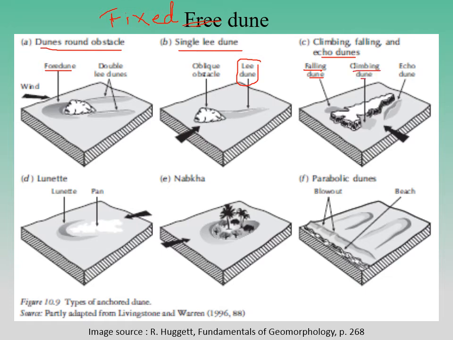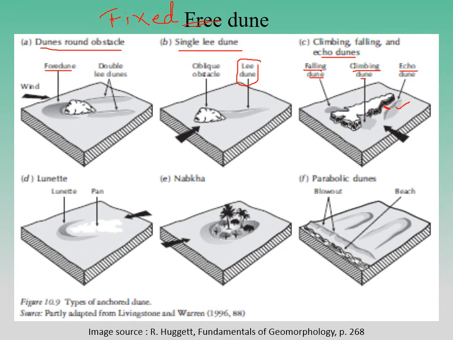But when the slope of the obstacle exceeds 50°, then an echo dune is formed in the upwind part of the obstacle, at some distance away from the original obstacle. So this forms as an echo or replica of the original obstacle. That is why these kinds of dunes are known as echo dunes. Now, echo dunes only form when the slope angle of the obstacle is above 50°.